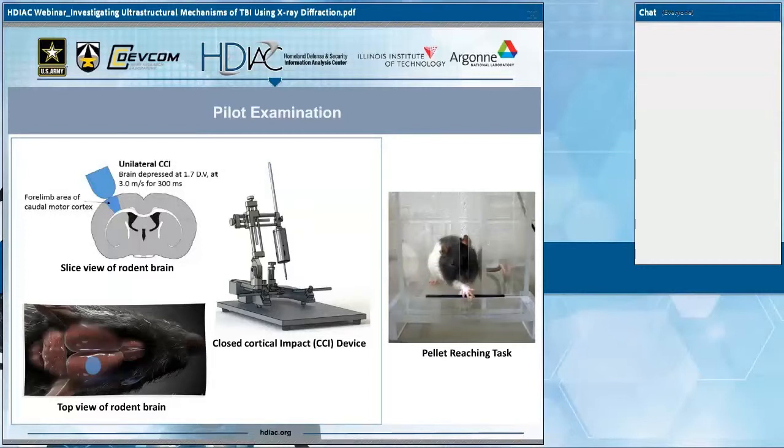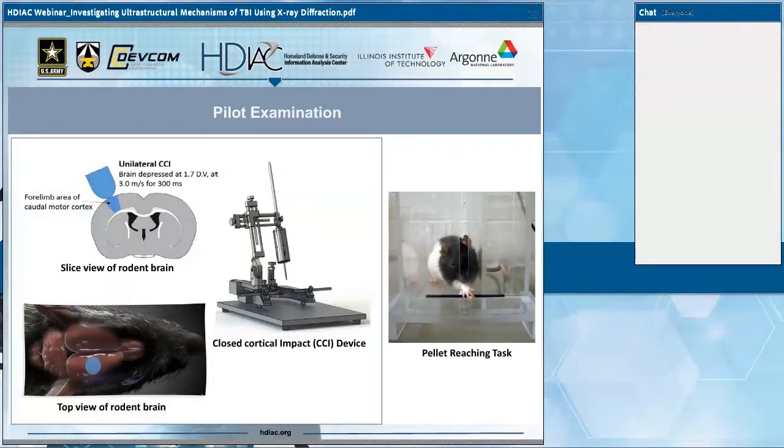So as a little bit of background, closed cortical impact injury is a mechanical model of TBI that was developed nearly 30 years ago to study TBI mechanisms and also develop therapies. Closed cortical impact injury is delivered using a device that rapidly accelerates a rod to impact a surgically exposed cortical surface, following the removal of a small section of skull.